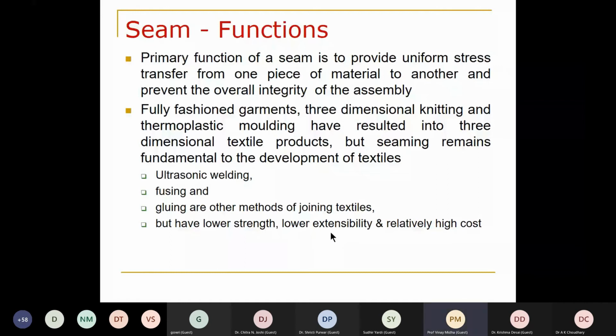And ultrasonic welding, fusing, gluing, these are the other methods available, but they have lower strength and lower extensibility and are relatively high cost processes. So the sewing process is the most important process for seam formation in garment manufacturing.